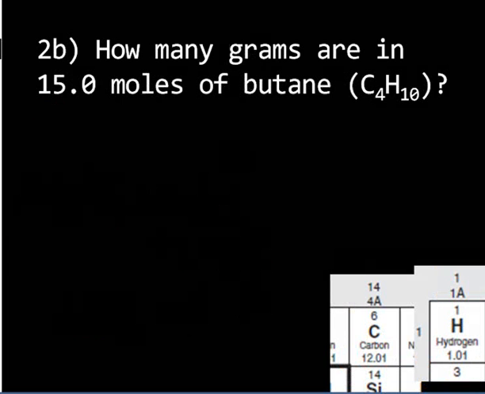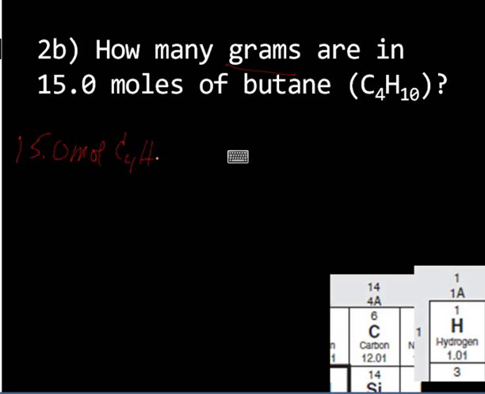Alright, let's take a look at a problem going the opposite way. Here we have a certain number of moles. We need to figure out the grams. So how many grams are in 15 moles of butane? So my given is 15 moles of butane, which is C4H10, and I can figure out for 1 mole of butane how many grams that is, right? And I do that using what I know about how to find molar mass.